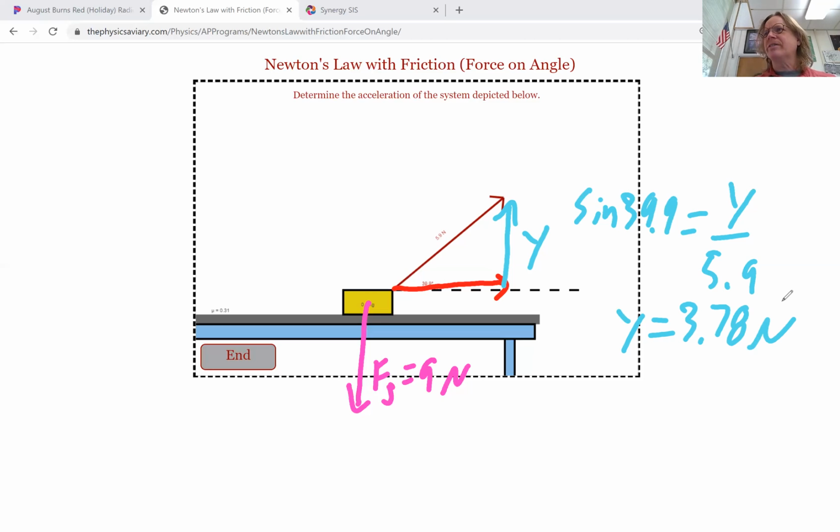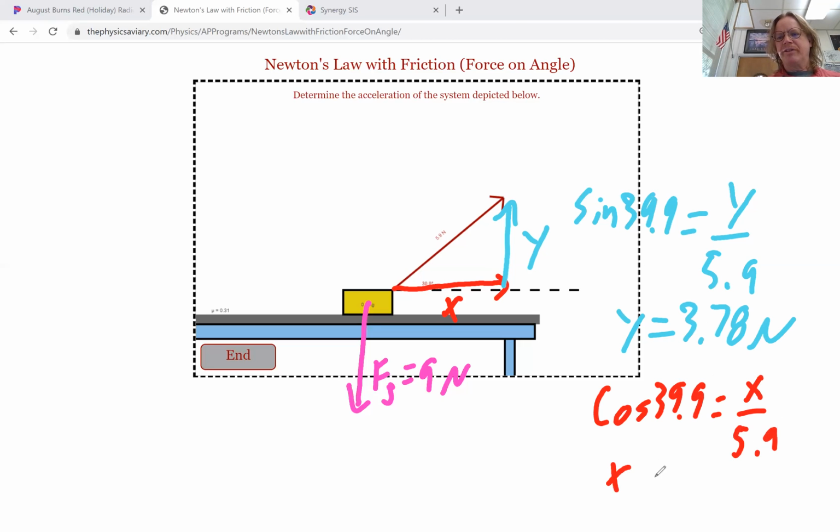And then let me go to the red here for my X component. That's the cosine, the adjacent and the hypotenuse. So the cosine of 39.9 equals my X divided by my hypotenuse, 5.9. So I have 39.9 cosine times 5.9, which is 4.53. Guys, I have 3 sig figs there.